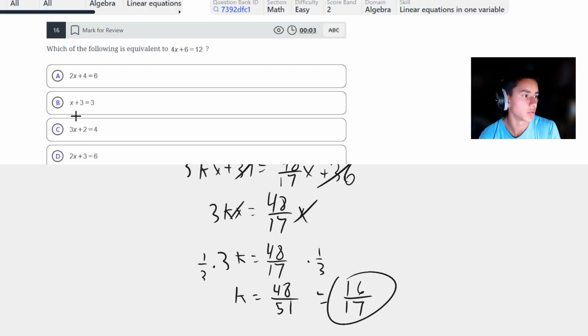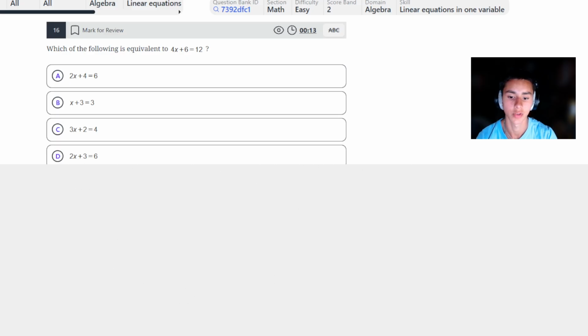Which of the following is equal to 4x plus 16? All we have to do in this situation is divide everything by 2, because that's what it looks like. It looks like a simplified answer in the answers. So if we divide both sides by 2, we get 2x plus 3 equals 6. That is choice D.